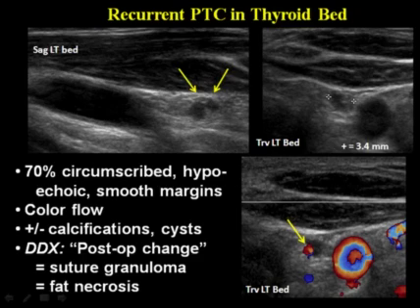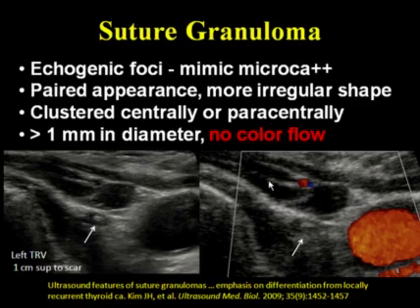The differential diagnosis would include post-operative change, and different findings of post-operative change include fat necrosis and suture granulomas. In this case, color flow in this lesion highly suggests that it's recurrent papillary thyroid cancer in the thyroid bed and not post-operative change. Suture granulomas have been described in the literature. They're typically small hypoechoic lesions. They also tend to be circumscribed.